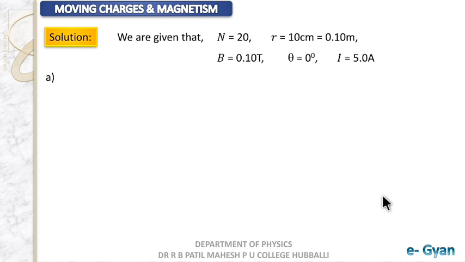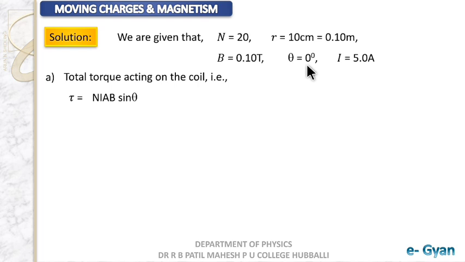First we need to find the torque acting on the coil, and we have a formula for that. That is τ = NIAB sin θ. Here theta is 0 degrees, so we get the torque to be 0. The reason is sin 0 is equal to 0. So there is no torque acting on the coil.